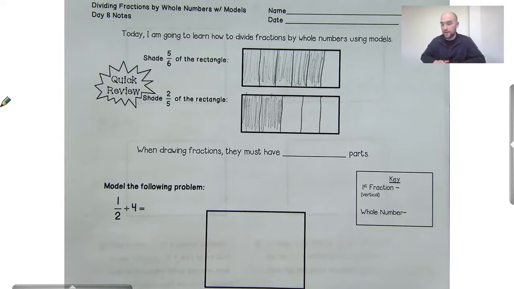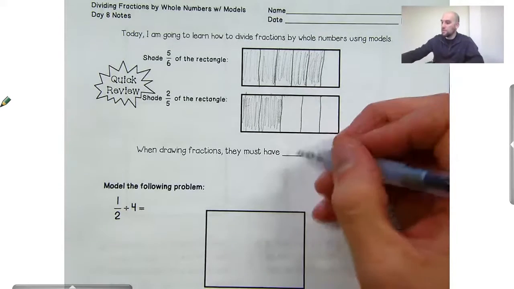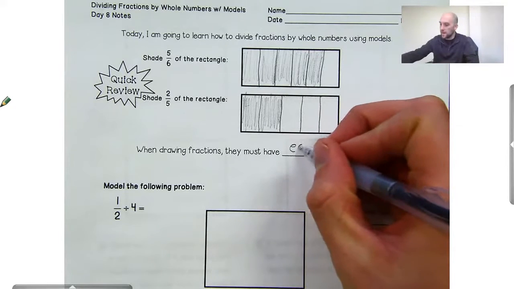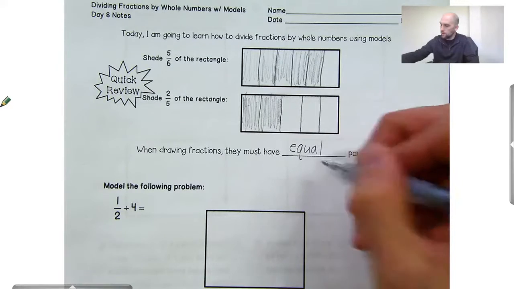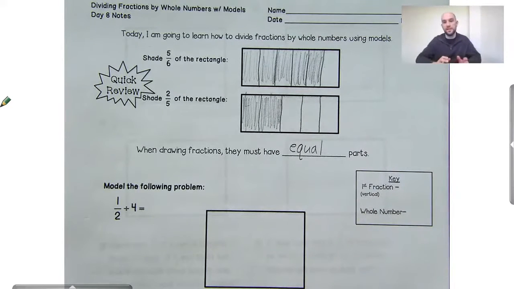Again, when drawing fractions, they must have equal parts. All the parts need to be the same size. That's important whenever we're dealing with fractions. Those pieces need to be the same size.